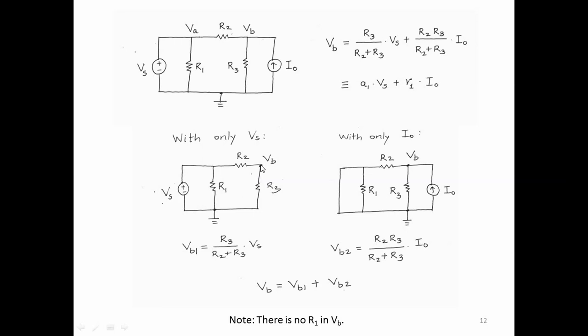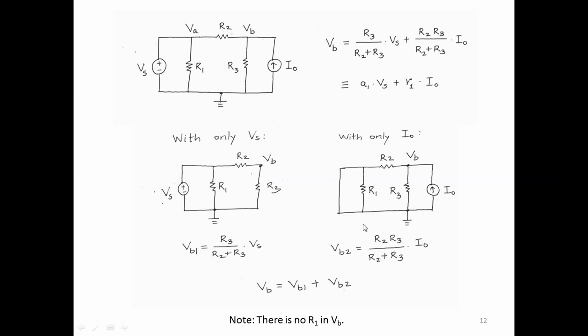And then the voltage VB can be found. We call that voltage VB1, by voltage division, because this voltage is Vs, and Vs divides between R2 and R3, and VB is the voltage across R3. So VB1 is R3 by R2 plus R3 into Vs.